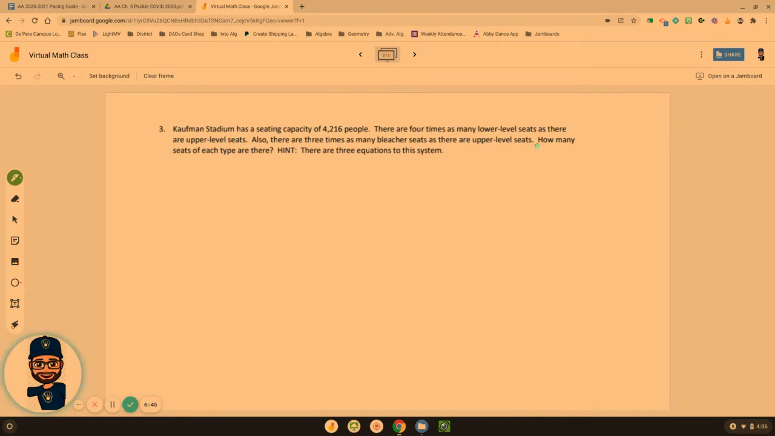So again, understanding the question: how many seats of each type? We have 3 types. We have lower level, which we're going to say is L. That's the lower level seats. We have a U for the upper level. And then we are going to use B for bleachers.